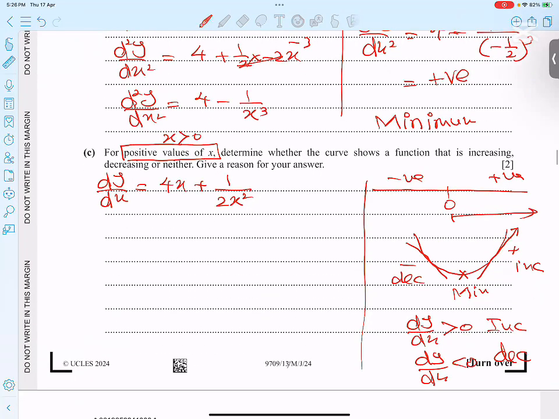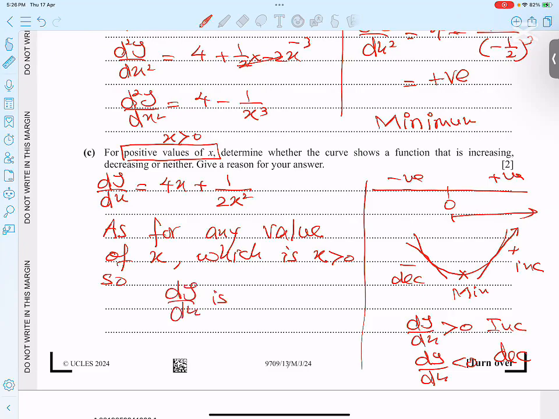And what is that? If I plug in any positive x value, because we are not putting negative numbers, which is simple, just write a statement: for any value of x which is more than 0, positive, the derivative is positive. Okay, so the function is increasing.